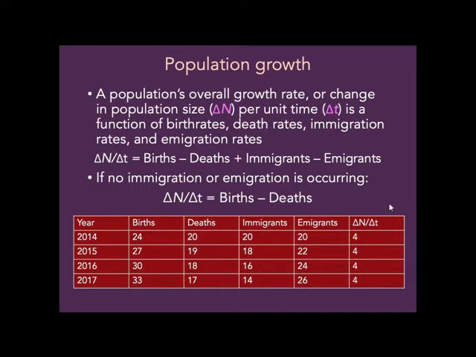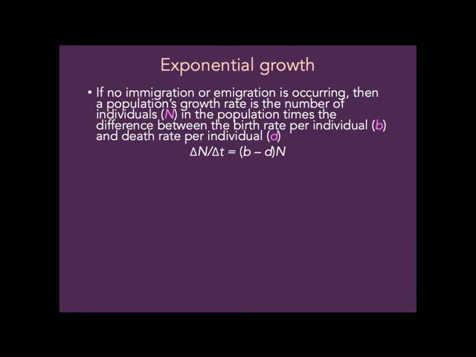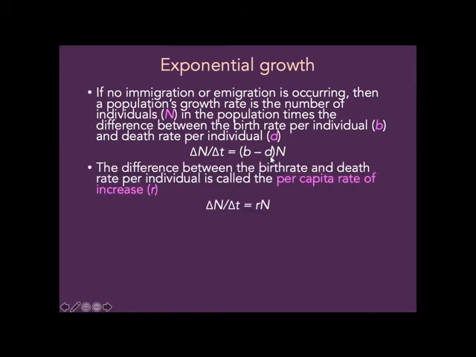Yeah. Okay, so you can see there's a bunch of different ways in which you can end up with the same overall population growth rate by altering these 4 variables, okay? All right. So, again, assuming no immigration or emigration is occurring, then the population's growth rate is going to be the number of individuals in the population times the difference between the birth rate and the death rate per individual, okay? So this is the number of births minus deaths per individual times the number of individuals in the population, right?